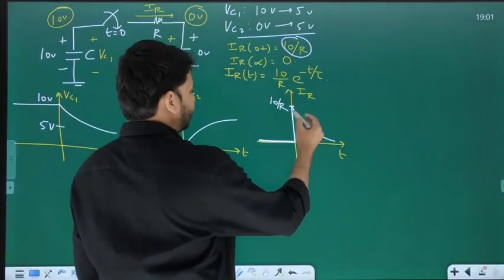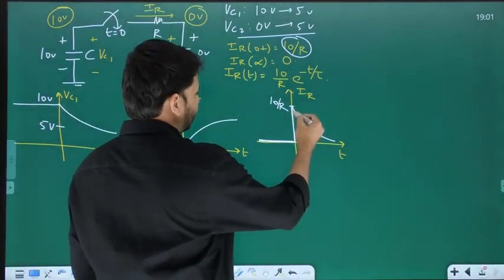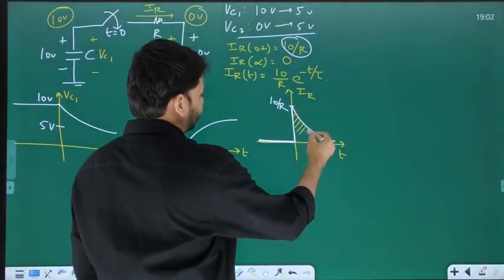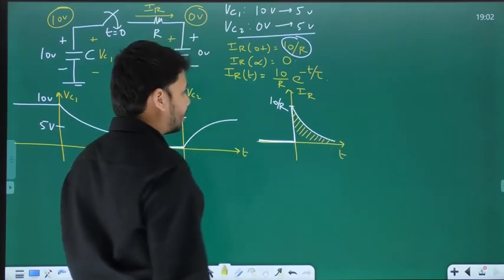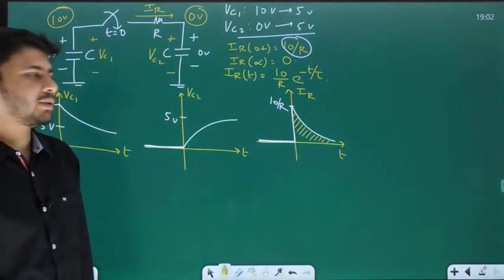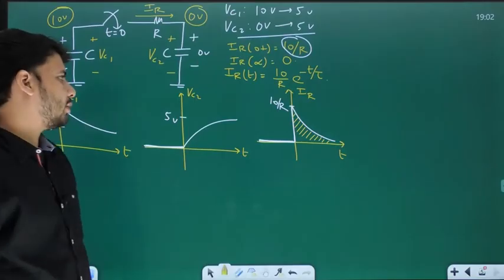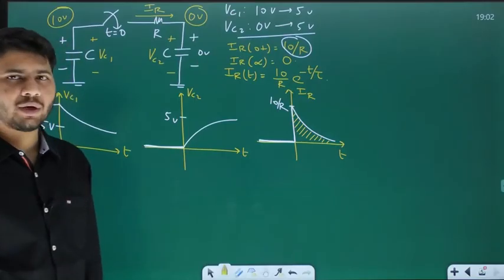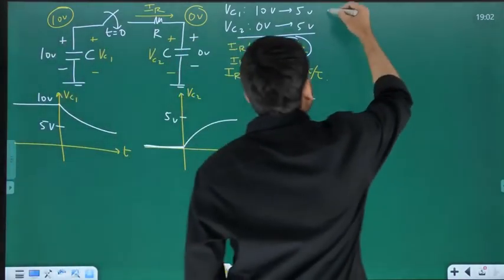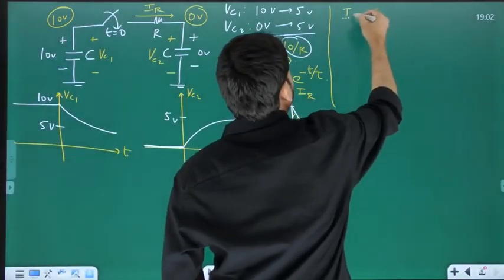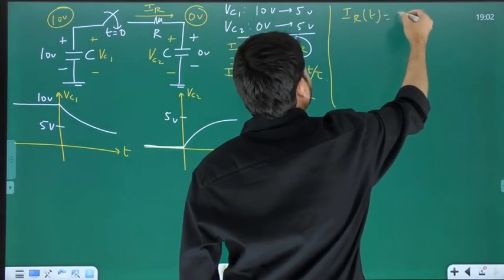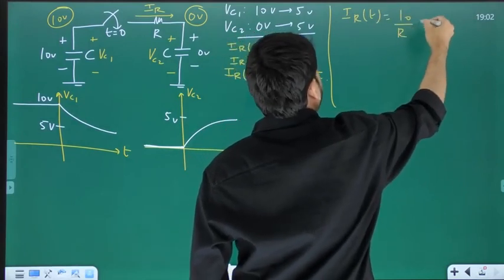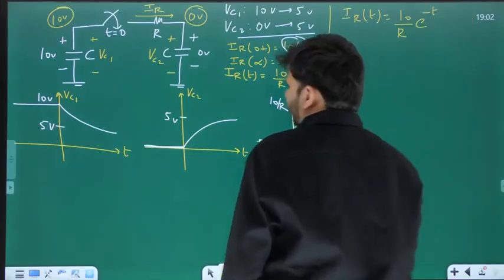Now an interesting thing to evaluate is, what is the area under this IR waveform, that is, under this curve? How can you find the area? Just integrate IR of t with respect to time from 0 to infinity. Yes, I'll just do that. So first of all, IR of t is equal to 10 by R times e power minus t by tau.